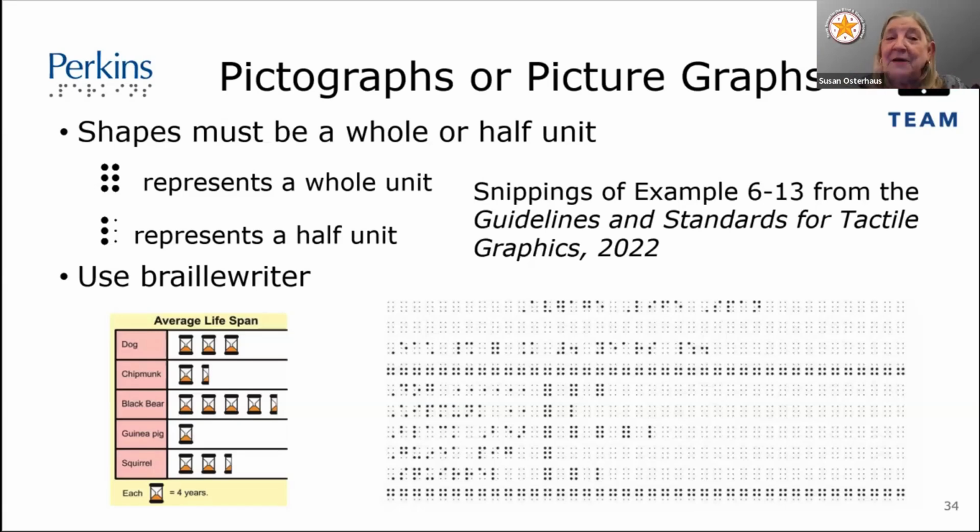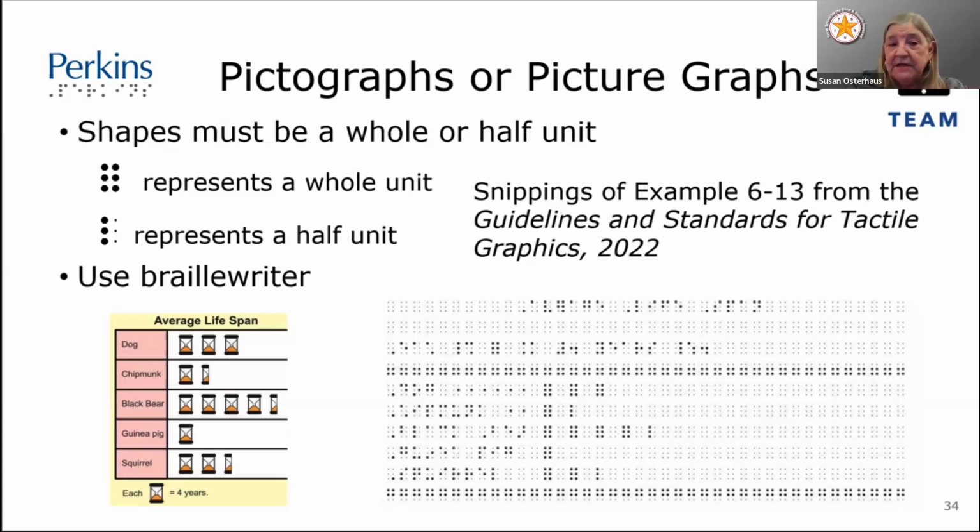Again, something about pictographs that you do need to know is that the shapes must be a whole or a half unit. Some pictographs maybe have a fourth of something, but if you're doing it in Braille, you have to represent either a whole unit or a half unit. Using the Braille writer on the left side, we're calling that just a full cell. So what you notice is we've got a title, and then a key that says each full cell equals 4 years.